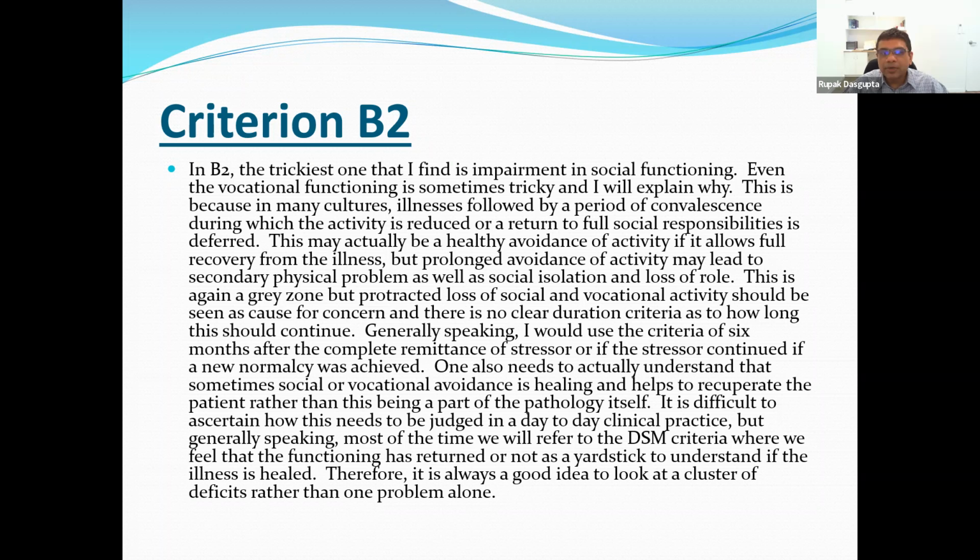Generally speaking, I would use the criteria of 6 months after complete remittance of the stressor, which is a part of DSM, and if the stressor continued, if a new normalcy was achieved. Also, one needs to understand that sometimes social and vocational avoidance is healing and helps the patient recuperate rather than being a part of the pathology itself. It is difficult to ascertain how this needs to be judged in day-to-day clinical practice. Generally speaking, most of the time we refer to the DSM criteria, where we feel that functioning has returned, as a yardstick to understand if the illness is healed.